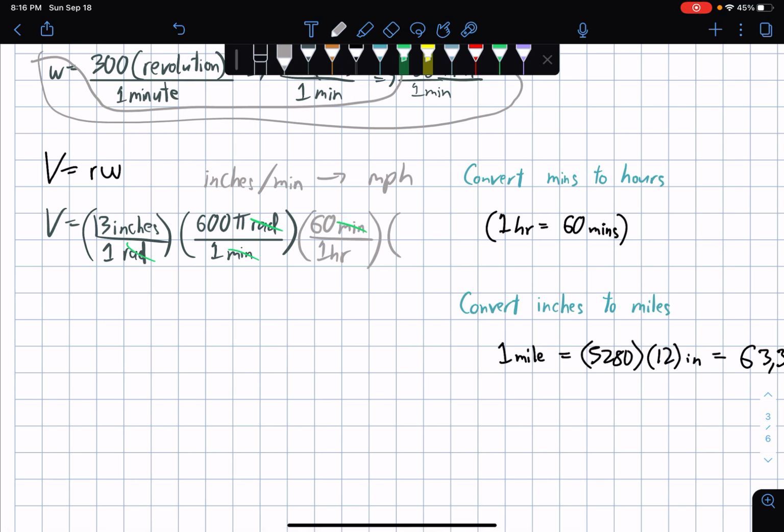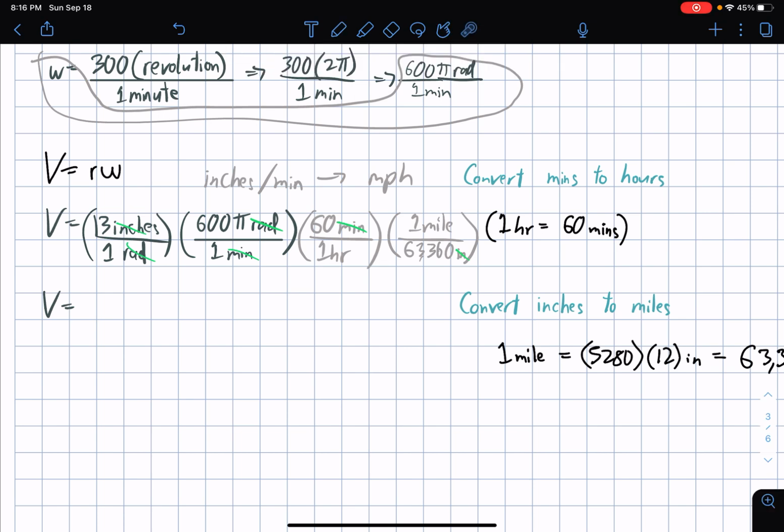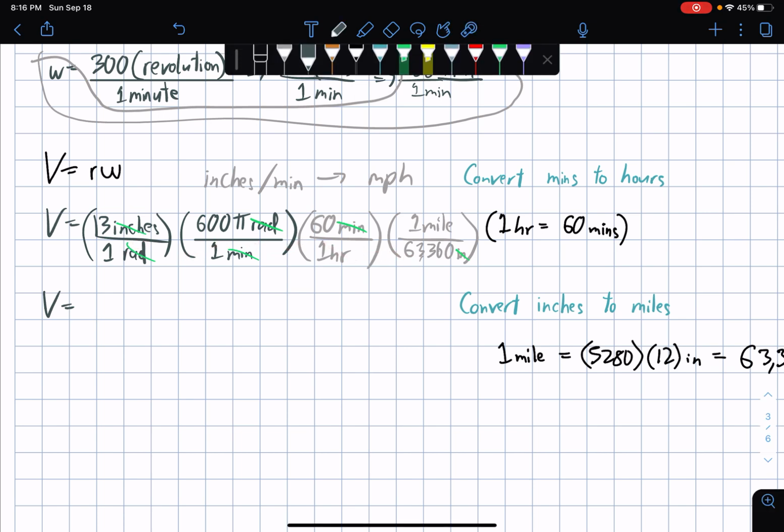So 63,360 inches, then above we have 1 mile. With this in mind, we cancel the inches and we get miles and hours. Those are the new units. Now we just have to place all these raw values on our scientific calculator, and our answer would be, hang on, for a while, please bear with me.